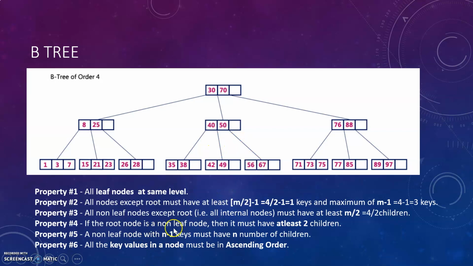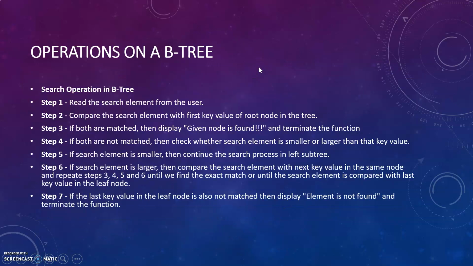And if the root node is a non-leaf node, then the root node must have at least 2 children. A non-leaf node with n minus 1 keys must have n number of children. So those are all the rules that have to be followed in a B tree of order 4. Now, the operations on a B tree.